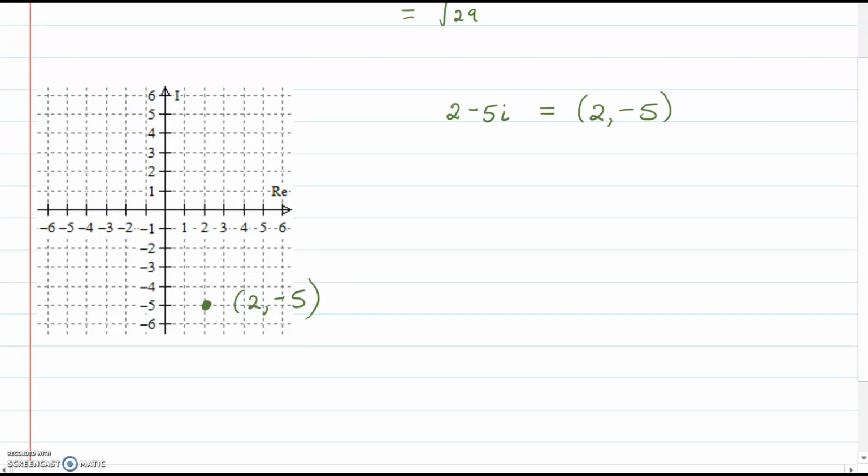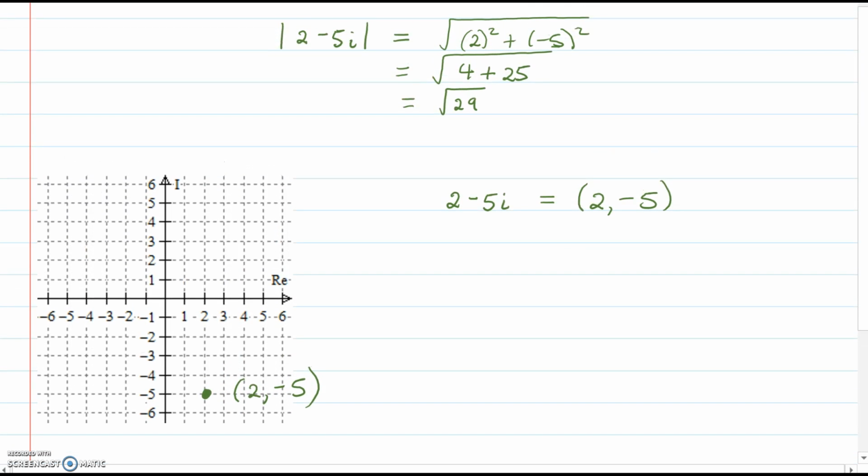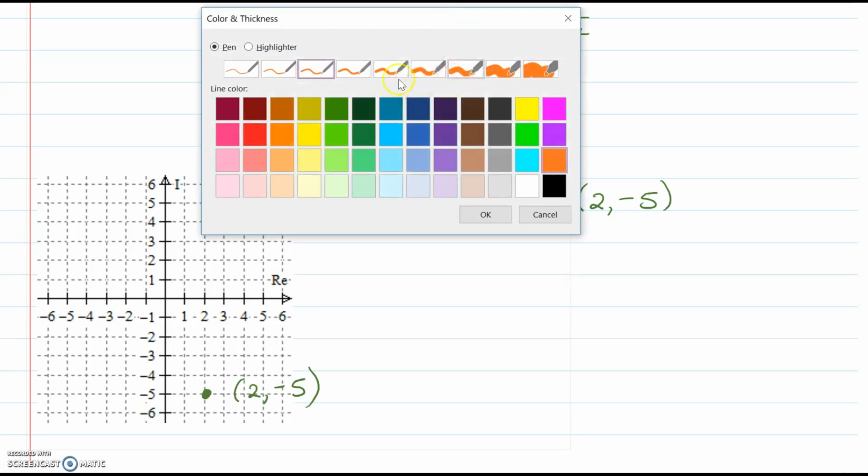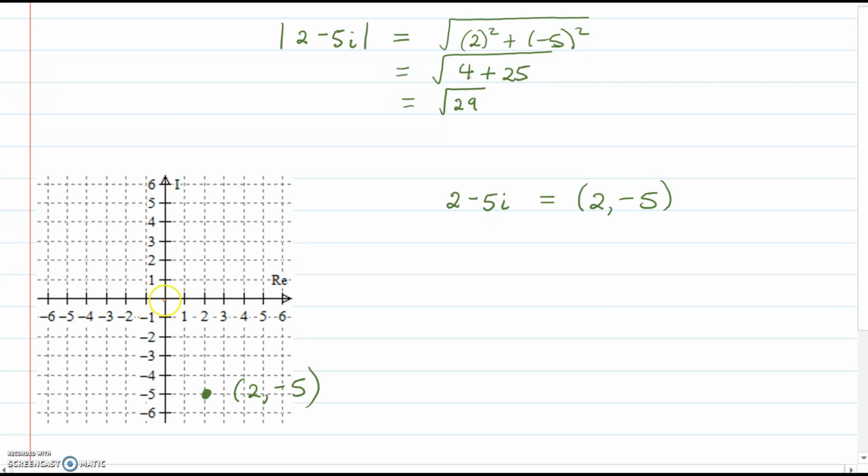Now, what does the modulus mean? What does the root 29 represent? Well, what it represents is this distance here, and if we can just make it nice and thick so that we can see clearly, it's the distance from the origin. Let's pull up the line tool. Okay, it's the distance from the origin to the point.